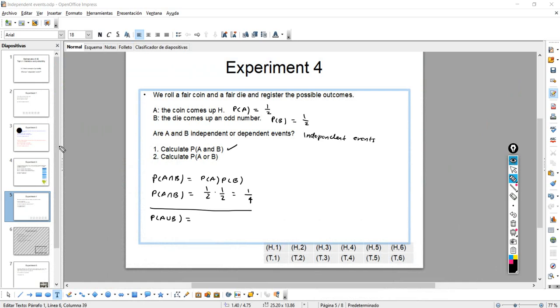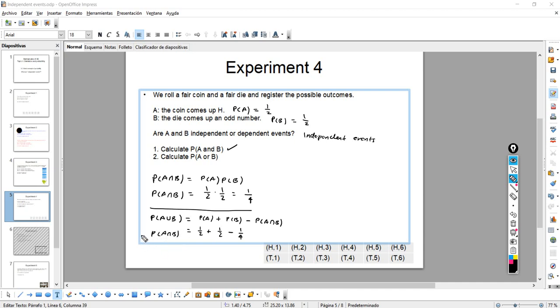So the probability of A or B is going to be equal to the probability of A plus the probability of B minus the probability of A and B. Do we know this? Yes, it's 1/2, right? We know this. It's 1/2. And we also know this because we already have it from the previous analysis. Minus 1/4.